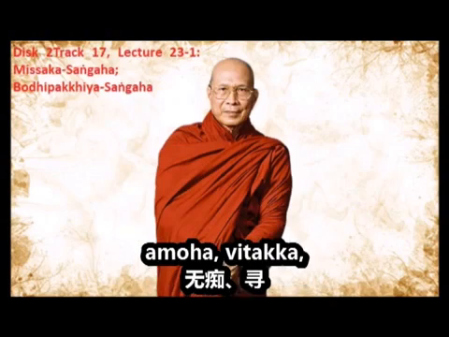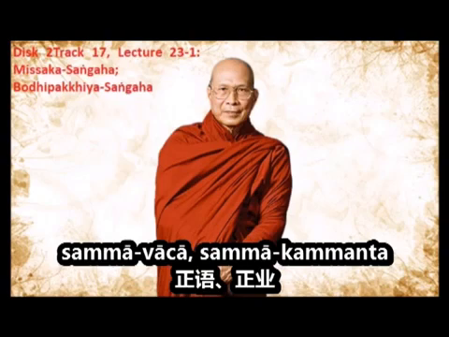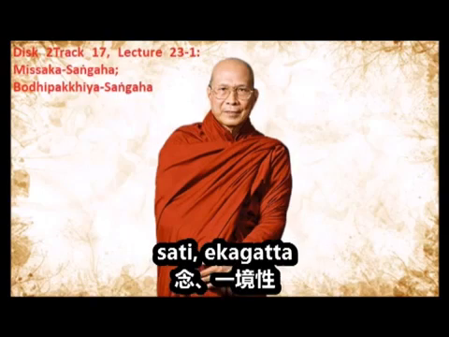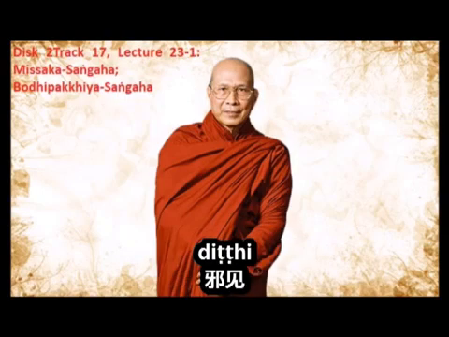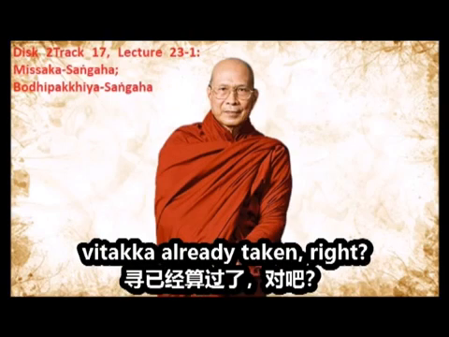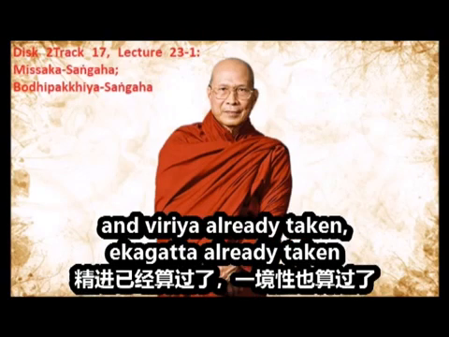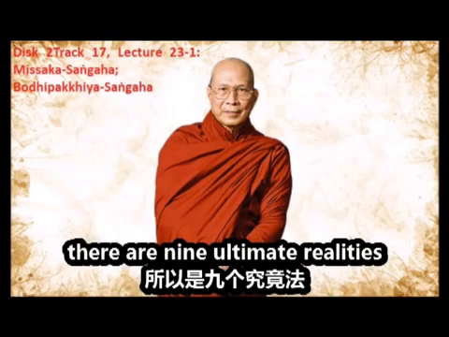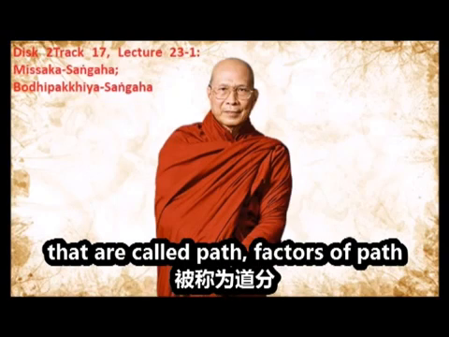Amoha, vitaka, samma vaca, samma kammanta, samma ajiva, viriya, sati, ekaggata, ditthi. Vitaka already taken, right? And viriya already taken, ekaggata already taken. So, 9. There are 9 ultimate realities that are called factors of path.